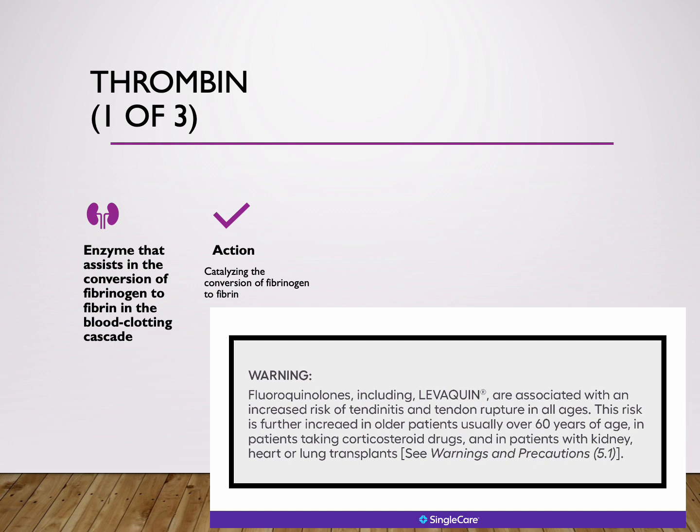A black box warning is the strictest and most serious type of warning that the FDA gives medication. A black box warning is meant to draw attention to a medication's serious or life-threatening side effects or risks. Now, I couldn't find an image of the black box warning label for thrombin, but I provided a similar one here that you can see for fluoroquinolones. As a result of hypersensitivity to the bovine version, human-derived thrombin has been developed.